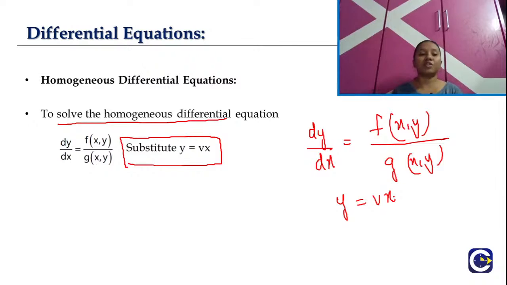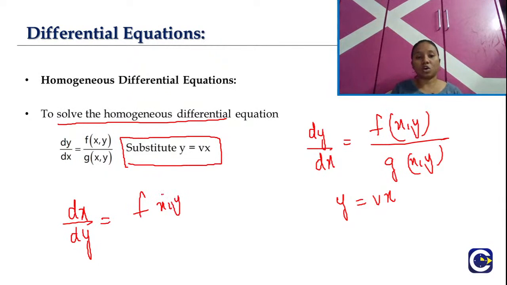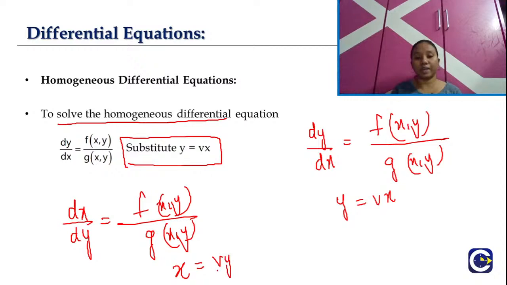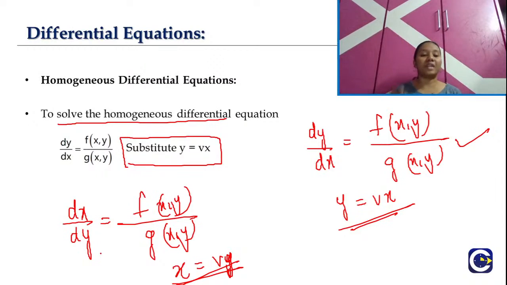In some cases, we might have a differential equation of the form dx by dy equal to f of x comma y divided by g of x comma y. In this case, the substitution will be x equal to vy. So we have to keep a lookout here in order to choose the appropriate substitution. If it's dy by dx, the substitution is y equal to vx. If it's dx by dy, the substitution is x equal to vy. That's the only difference.